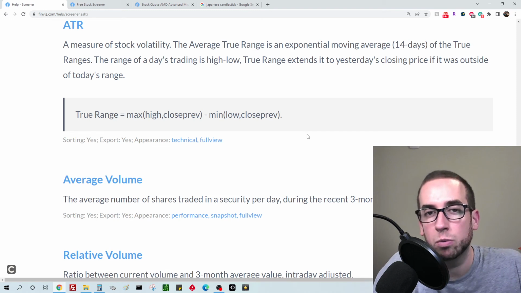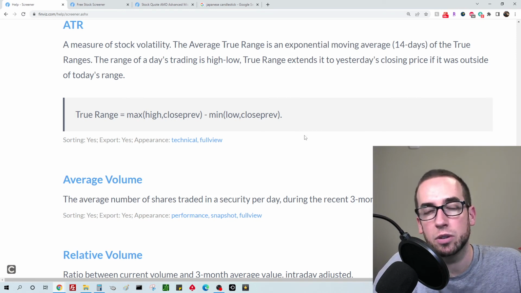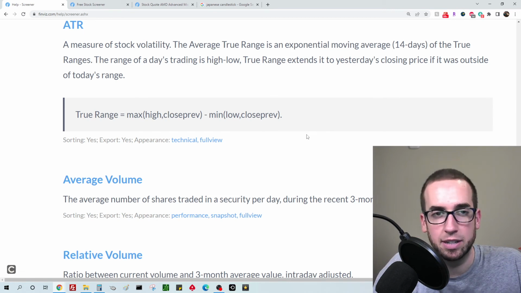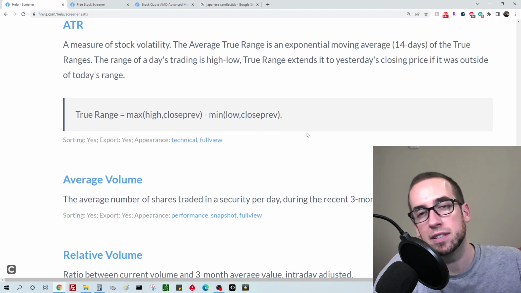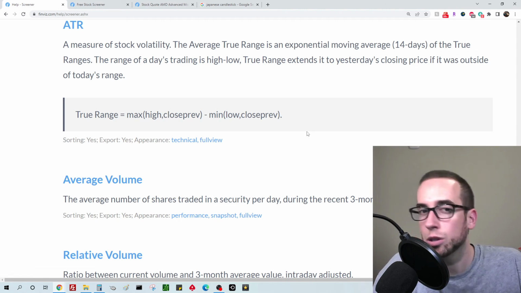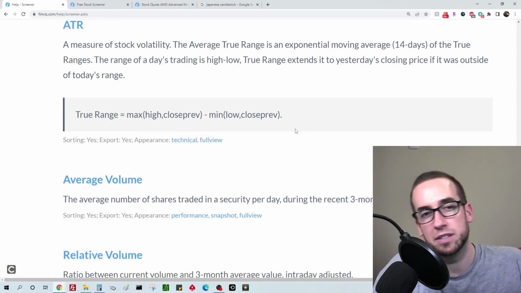The average true range is an exponential moving average (14 days) of the true ranges. The range of a day's trading is high to low. True range extends it to yesterday's closing price if it was outside of today's range. So in the box, we have: true range equals max(high, close) minus min(low, close prev).